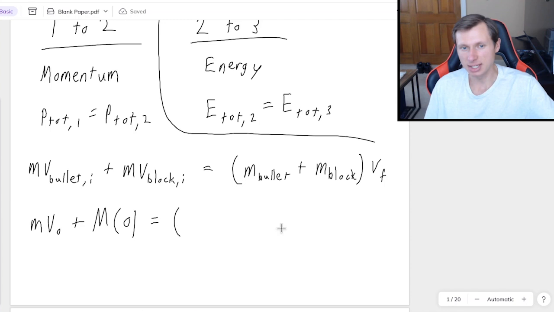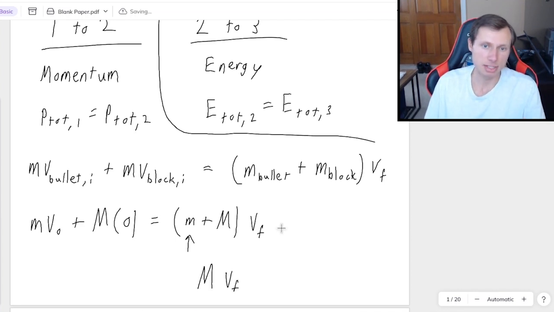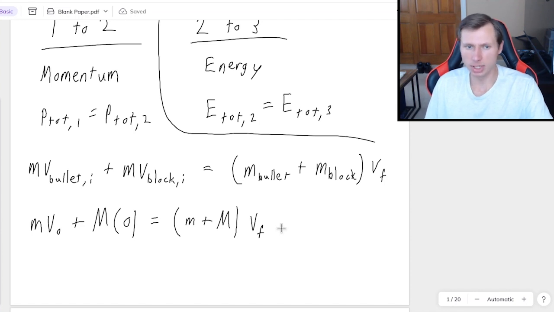Now for the right side, it's going to be little m plus big M times v final, which I don't know. By the way, a lot of times in this problem, you'll see them ignore little m and they'll just write capital M times VF. And the reason why they do that is because the little mass of the bullet is so small compared to the big mass, they just ignore it. If your teacher or professor tells you to do that, that's fine. I am not going to do that today, but I could if I wanted to. It's not going to really change the answer that much.